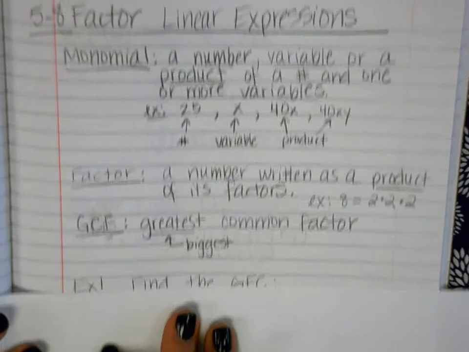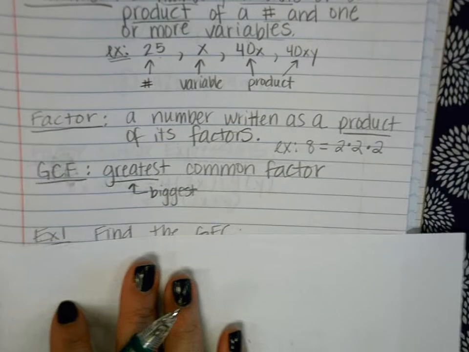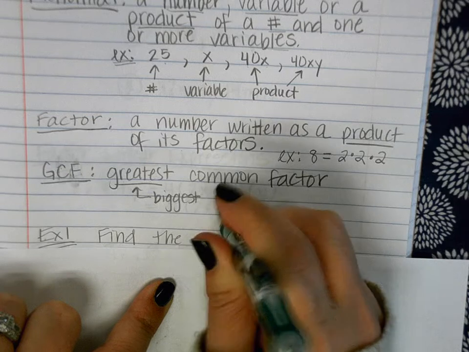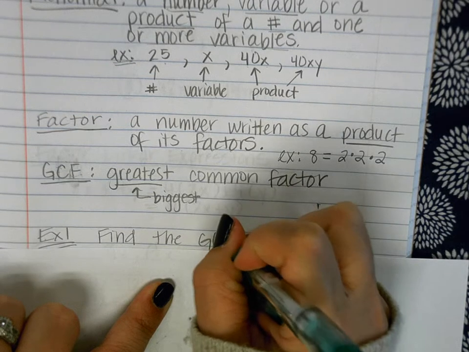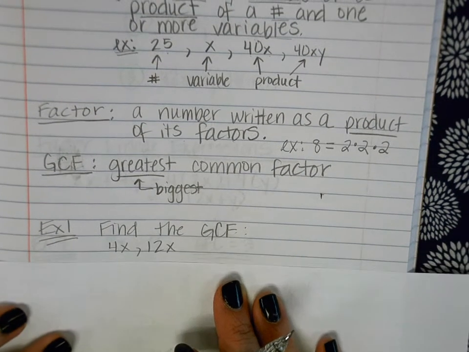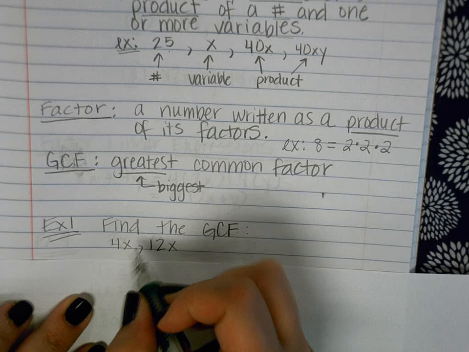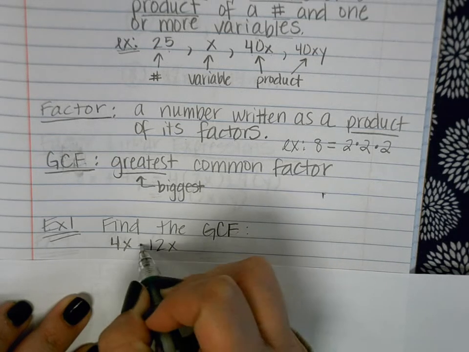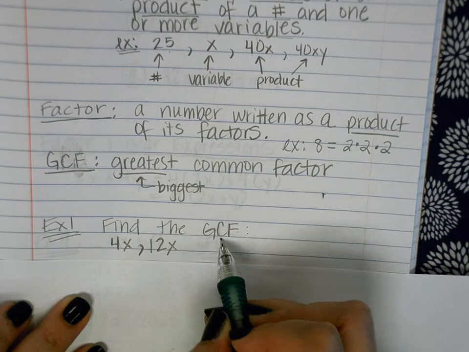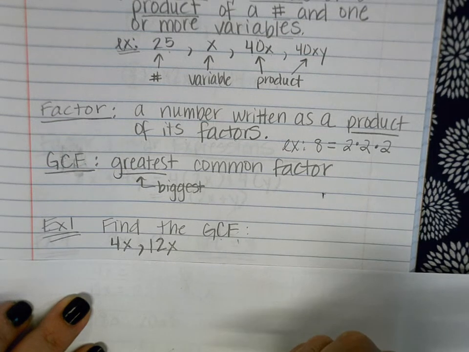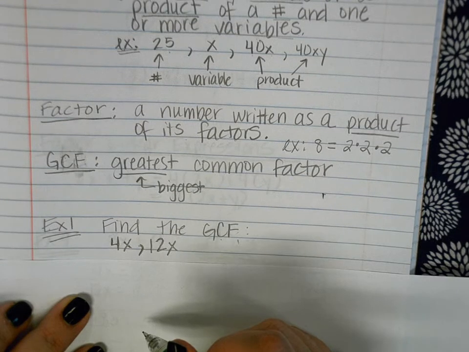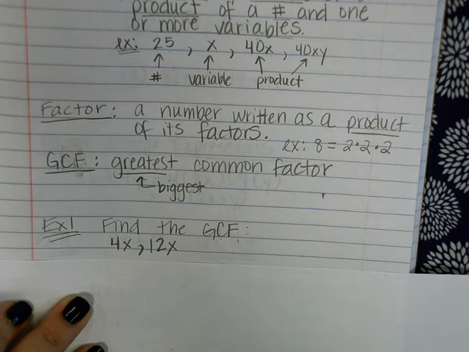All right, so let's do an example, because this makes more sense when you actually have numbers. So we're going to find the GCF. I did it wrong there too. All right, so here's 2 monomials. I have 4x and 12x. These are 2 separate things, and I want to find the GCF. You know already? What do you think it is? It's 4 and what? 4 and x. You're right.